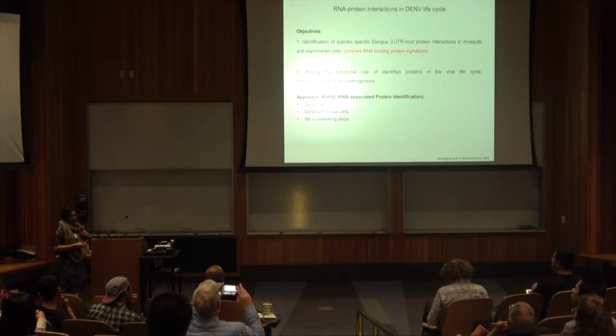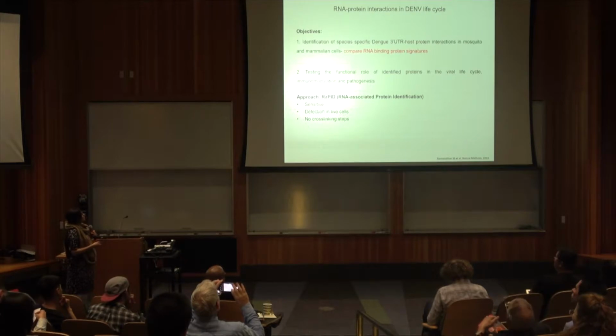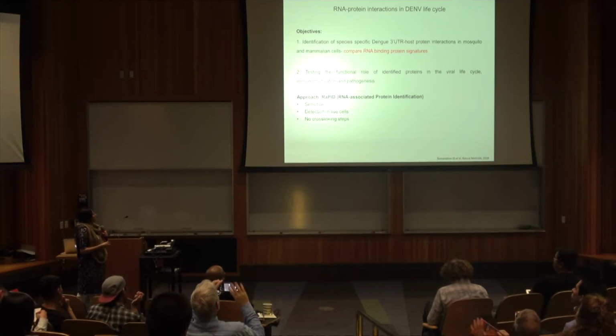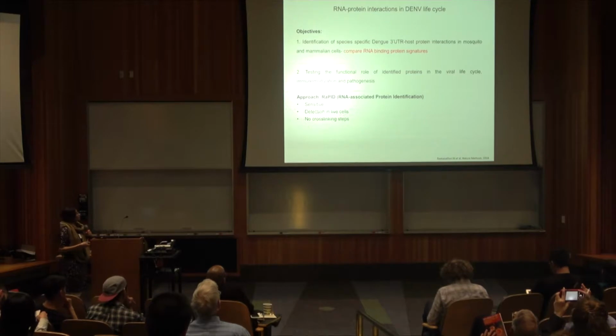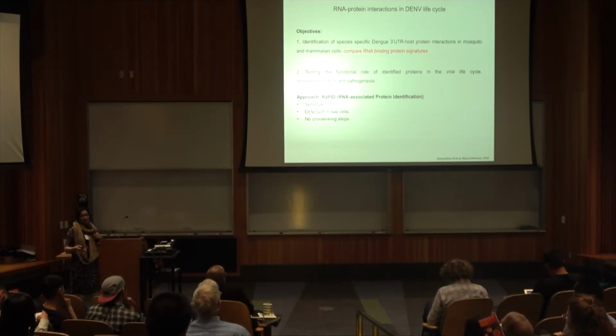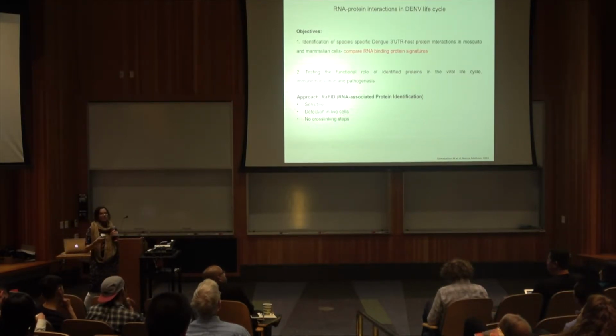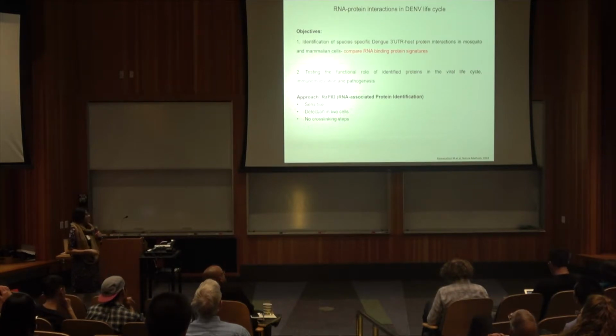The objective of our study is to identify the dengue 3' UTR host protein interactions and compare the RNA binding protein signatures in human as well as mosquito hosts. Further, we would like to test the functional role of these proteins in dengue host adaptation, immunomodulation, and pathogenesis.